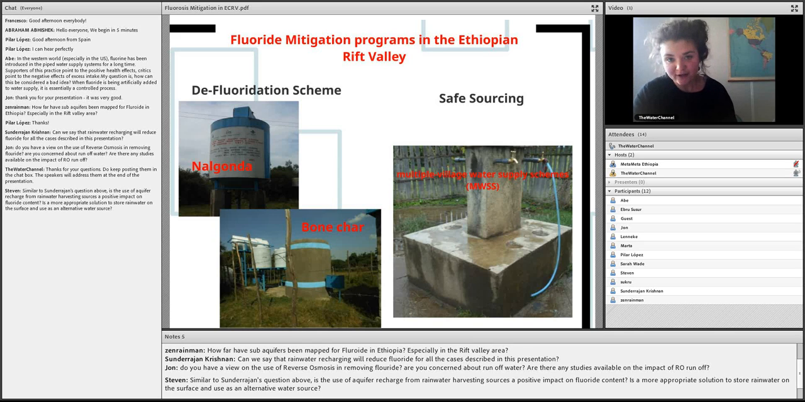On the other side, we have instead safe sourcing. Safe sourcing means multiple village water supply schemes, and it has been mainly promoted by the regional governments, such as the Oromia Water and Energy Bureau and also the one of the Southern Nations, and it aims to deliver fluoride-free water in the central Rift Valley.